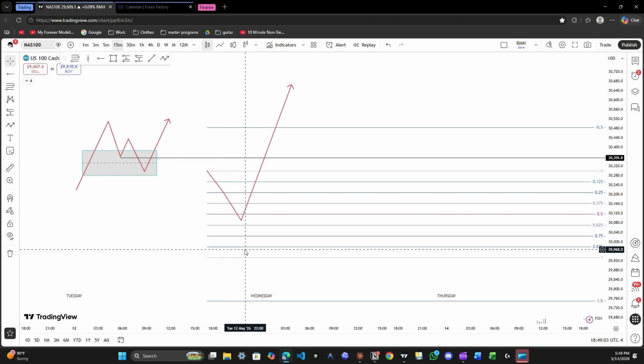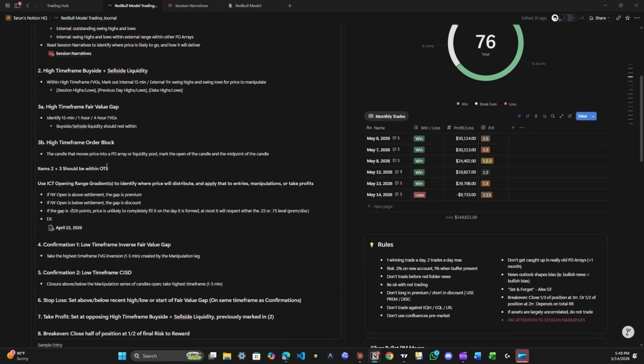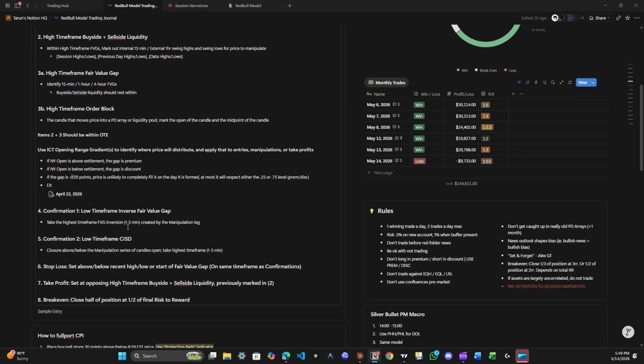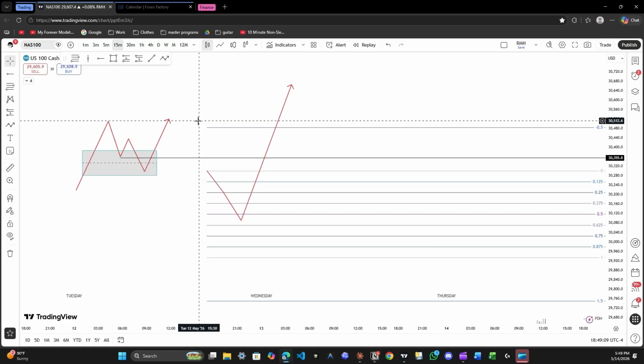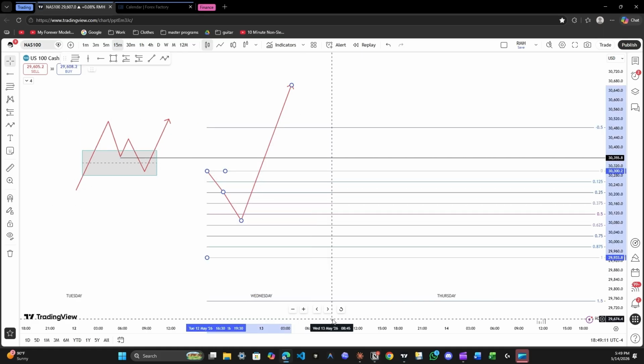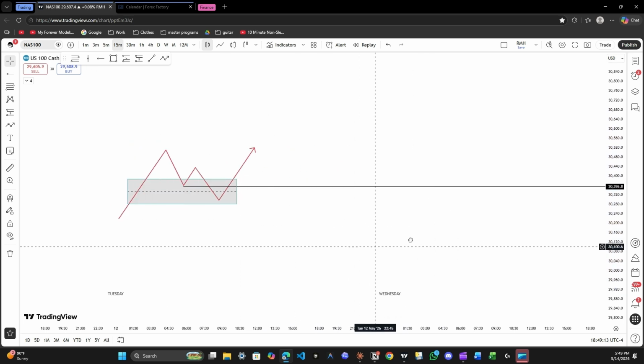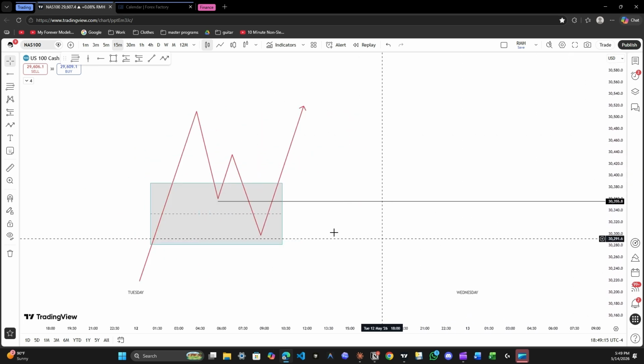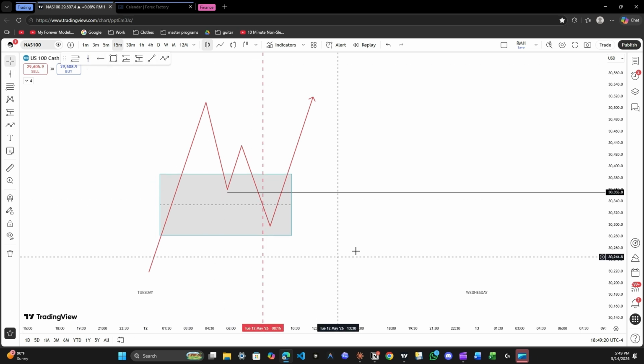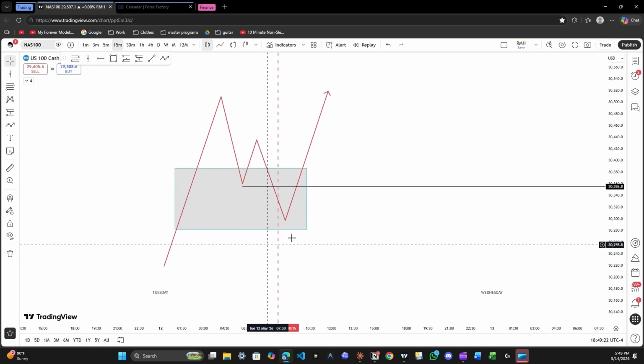Okay, what's the next step? Now it's time for a confirmation. Honestly, this stuff is a bit extra. You don't completely need all this stuff, but it's good to know. Once we identify this on the higher time frame, let's say market open is right here, we identify all this on the higher time frame.